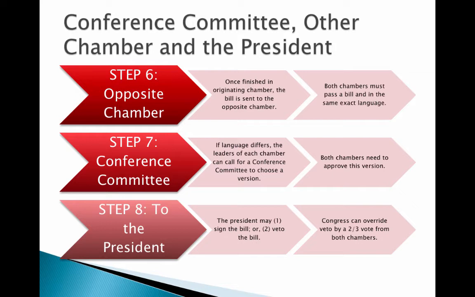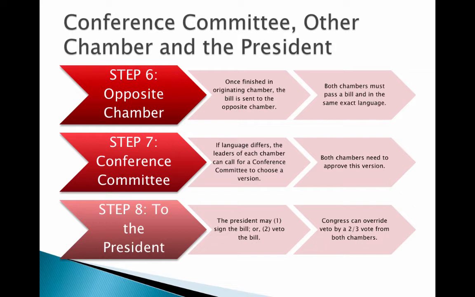Another way of doing this is going to conference committee. They can actually have a committee of members of both chambers that come up with a compromise version, and then both chambers have to vote on that and approve that bill. In other words, you need the same exact product being approved by both chambers. Then, and only then, do we get to step 8, where a bill goes to the president.